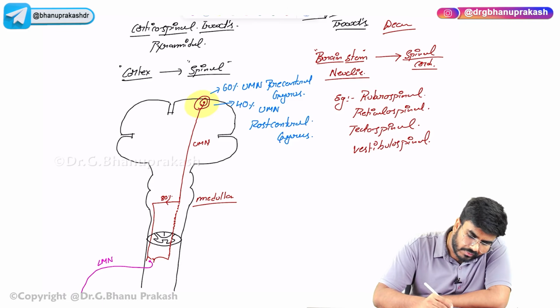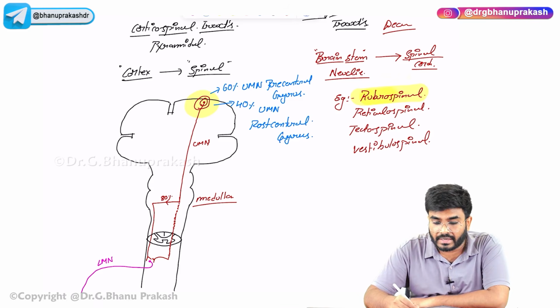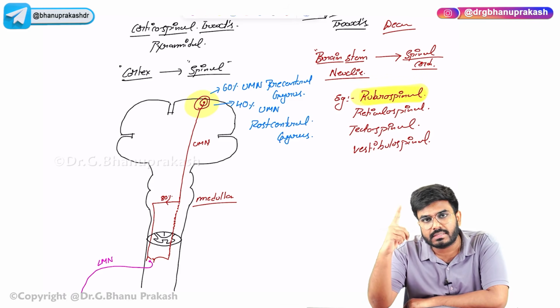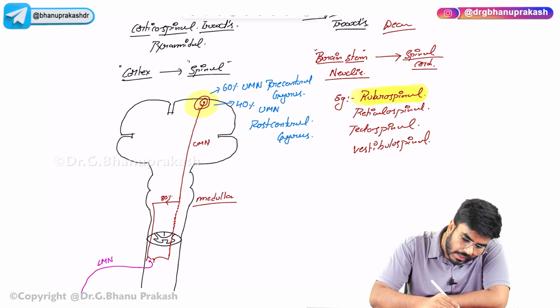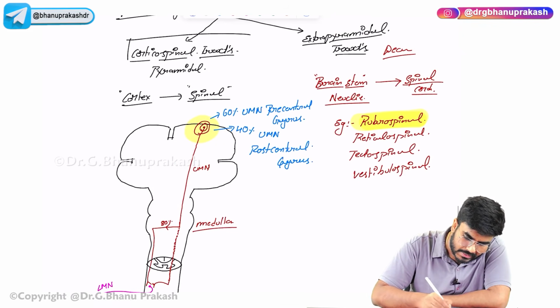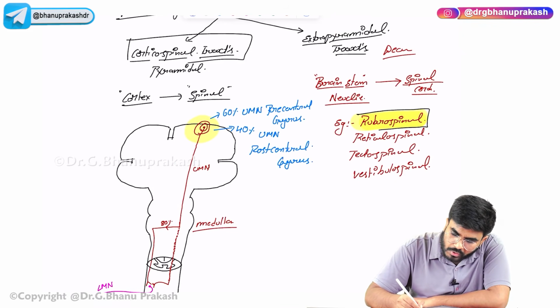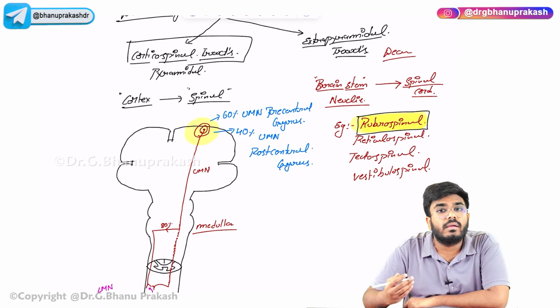Now, an important point which I want you to know for your exam is, this rubrospinal is a little special. It is starting from the red nucleus, coming down into the spinal cord. So this rubrospinal, which is an extrapyramidal tract, along with the corticospinal tracts, is controlling the advanced fine movements.